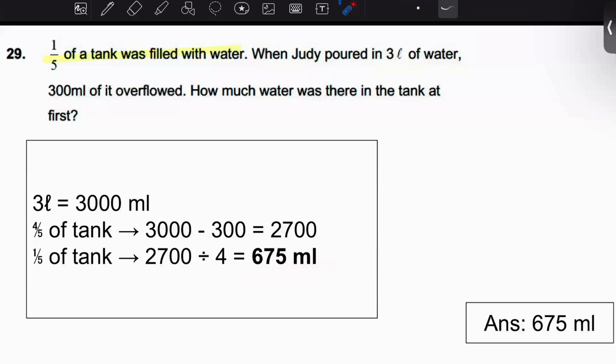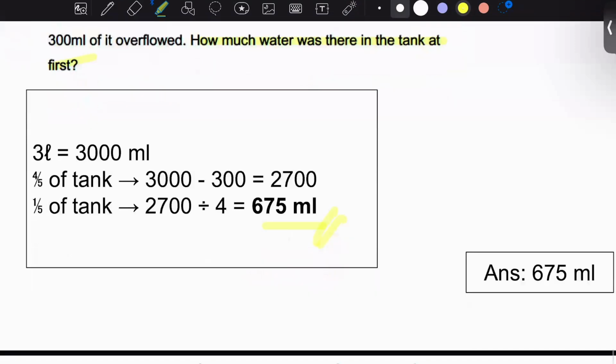Okay, so the question is asking you how much water was there in the tank at first. Just nice, 1/5 of the tank is 675 milliliters. So this is your answer. All right. Last question.